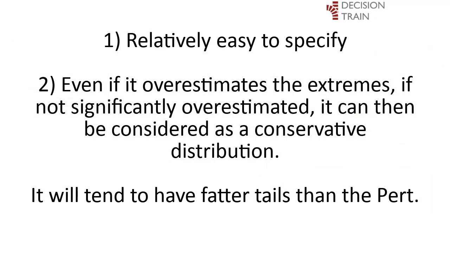1. It is relatively easy to specify. And 2. Even if it overestimates the extremes, if not significantly overestimated, it can then be considered as a conservative distribution. The more biased a distribution, this triangular one will tend to have tails that are fatter than the PERT. The analyst should decide which distribution best describes the behavior of the tail.